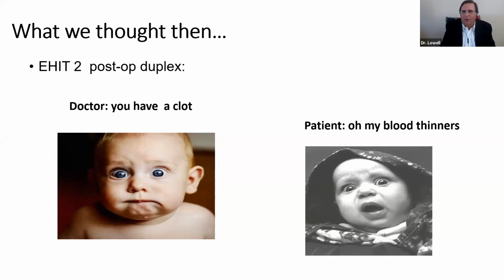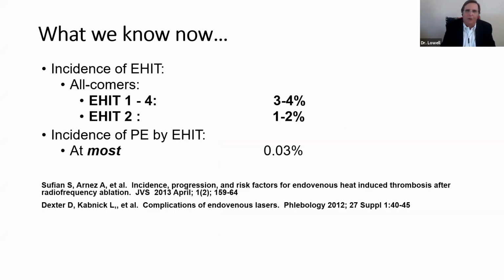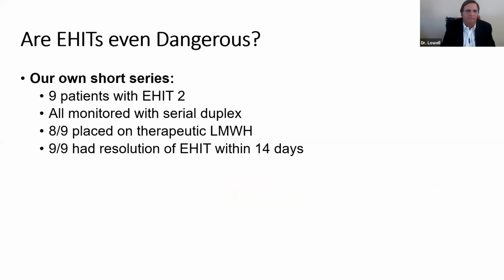And the patients were all alarmed. So what do we know now? Well, the incidence of EHIT in all comers, EHIT 1 through 4, is about 3 to 4%. EHIT 2 is about 1 to 2%. And the incidence of PE by EHIT at most is 0.03%. So are EHITs even dangerous?